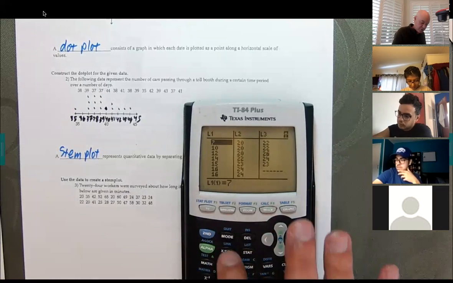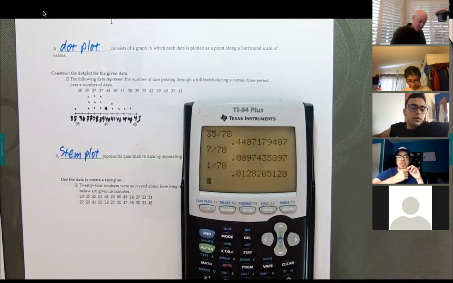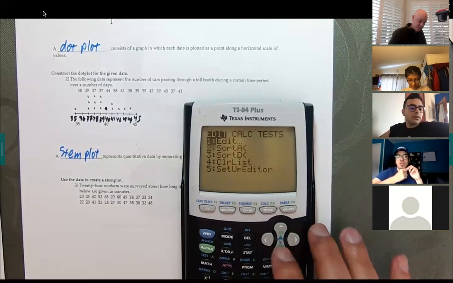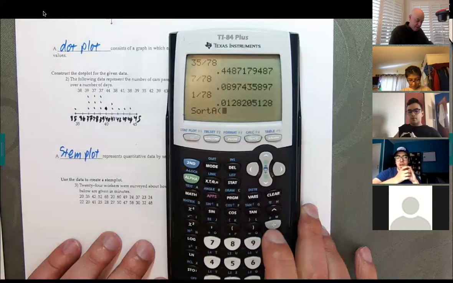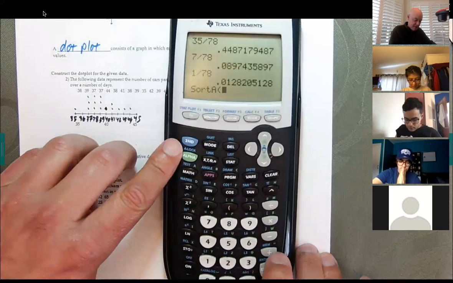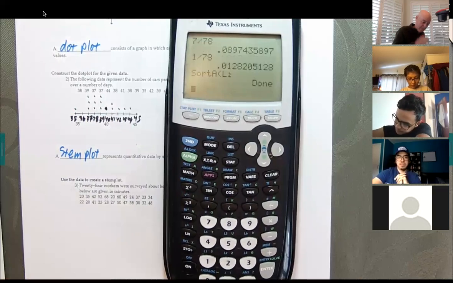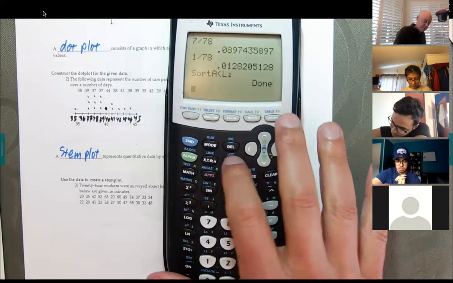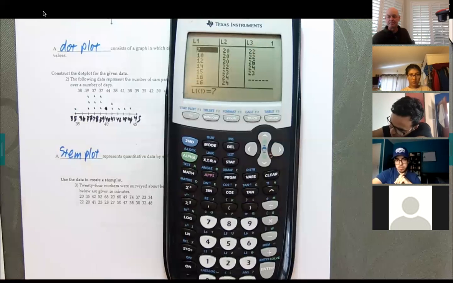If you remember how to sort it, you go to stat and then sort ascending order. And I put mine into list 2. So if you remember, I have to hit the blue key first, and L2 is above 2. So second L2. And that should put it in order, which it does.